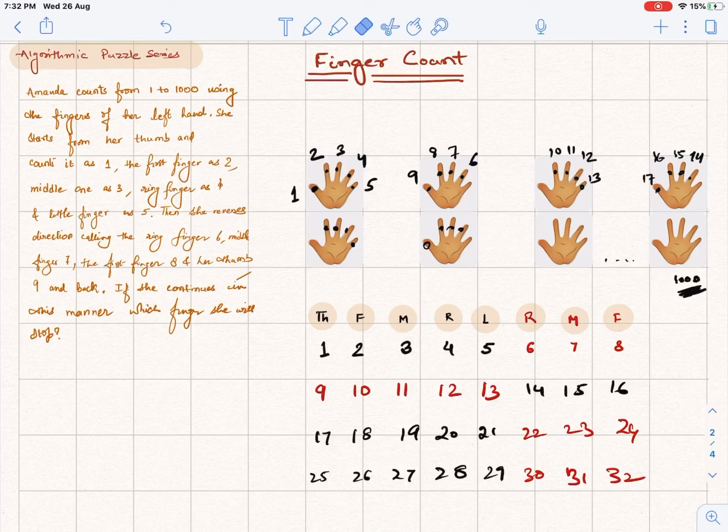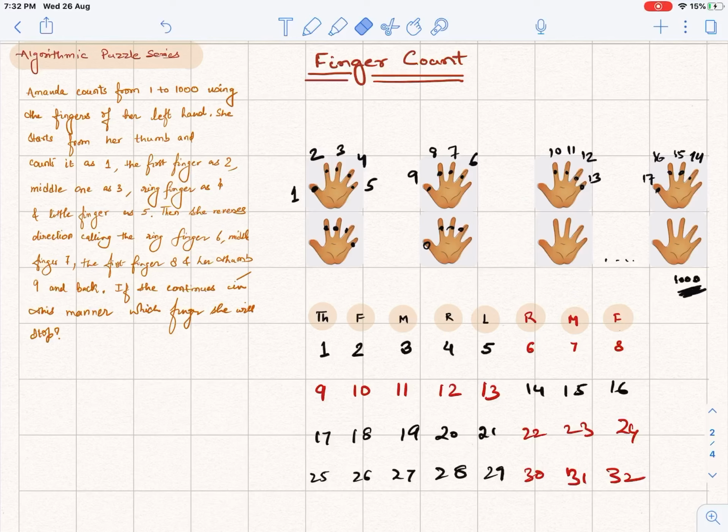This puzzle is called finger count. The question is, Amanda counts from 1 to 1000 using the fingers of her left hand. She starts from her thumb and counts it as 1. The first finger is 2, the middle one is 3, ring finger is 4 and little finger is 5.